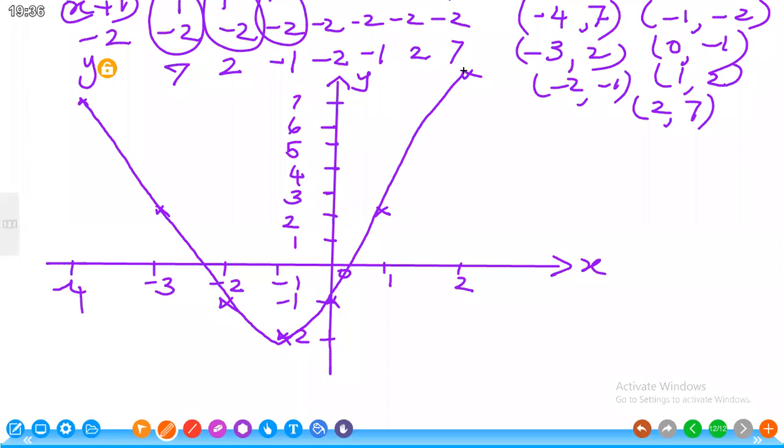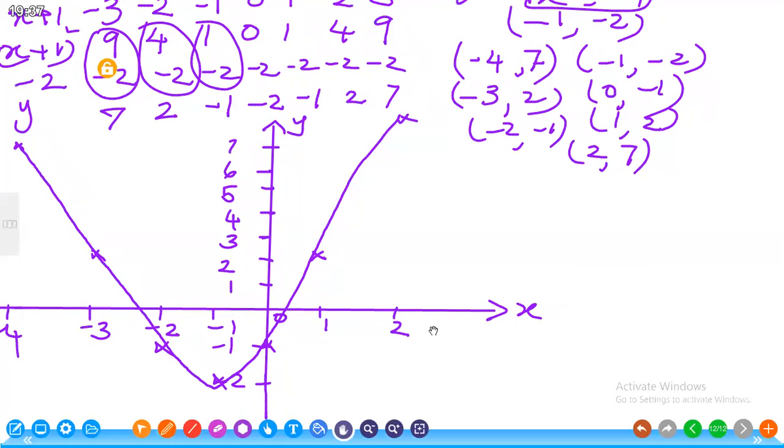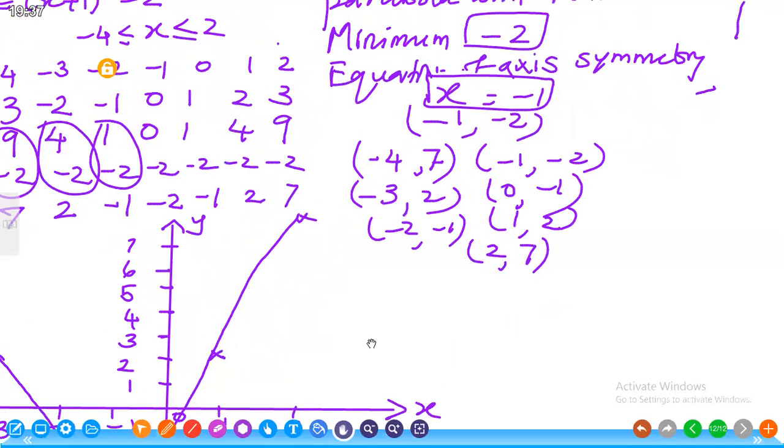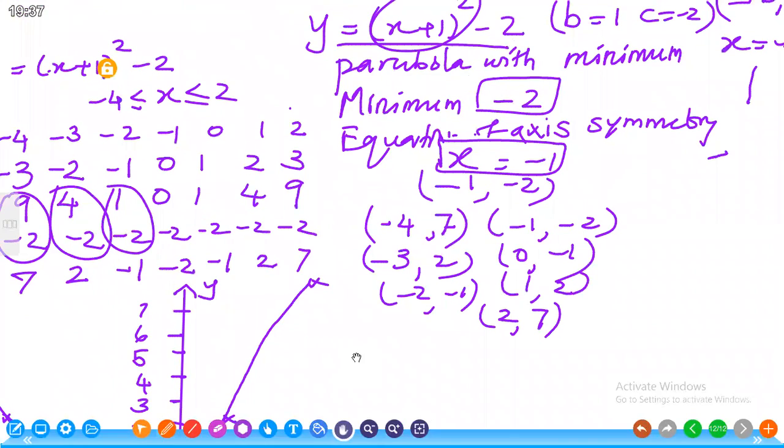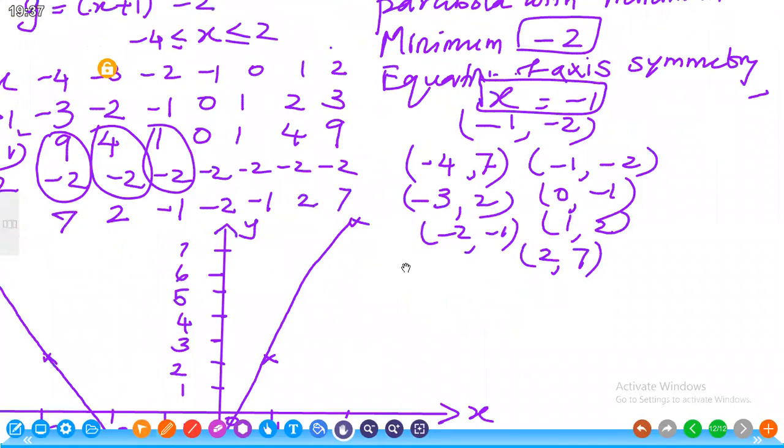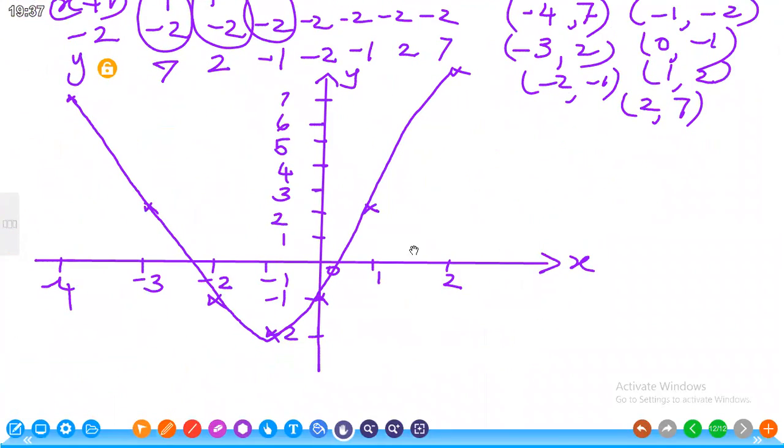First, I told the characteristic is a parabola with a minimum. Here also a parabola with a minimum. Second one, the minimum value. I told it is -2. Here, the minimum value, I told, is -2. And in this graph, the minimum value is also -2, right?